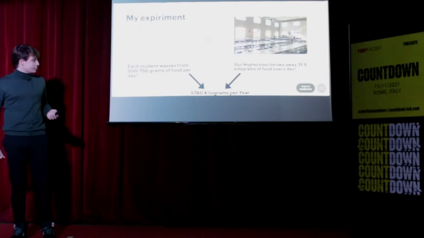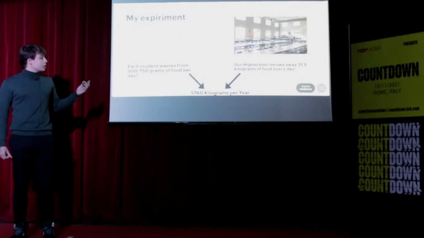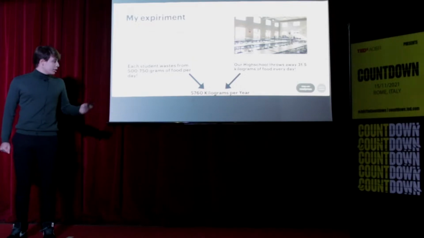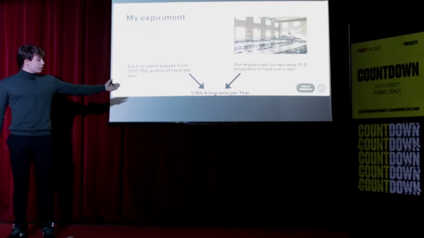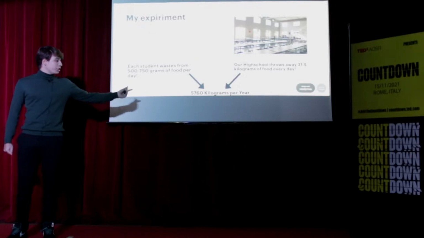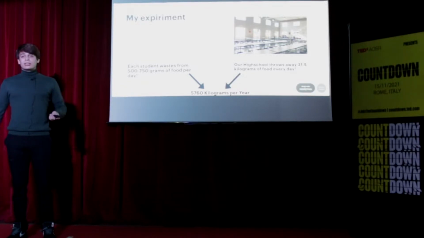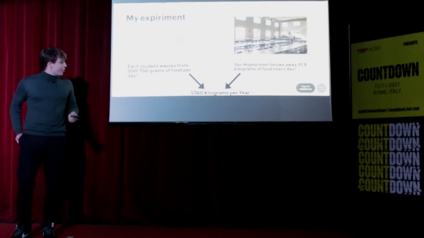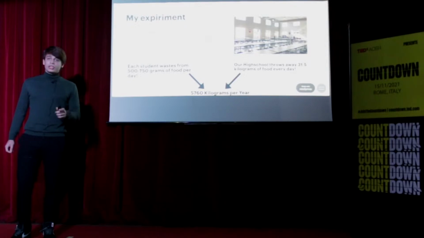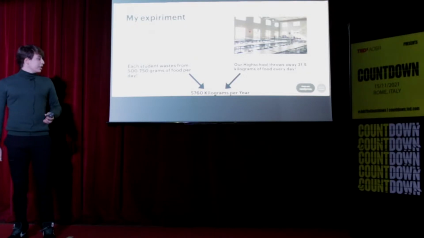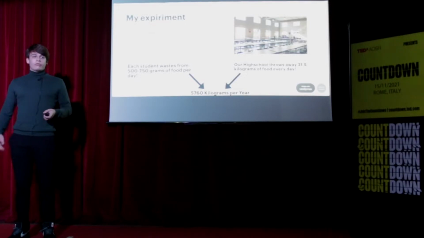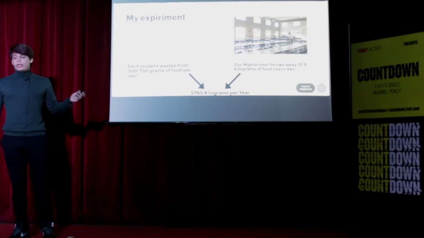If we multiply that by the number of students in the school, which is 210, we would obtain 31.5 kilograms of food every day, and a grand total of 5,760 kilograms per year, which is an immense number, almost 6 tons of excess food per year for just our high school. Now, if we consider our middle school and elementary school, which would be another 400 students, this number is even greater.